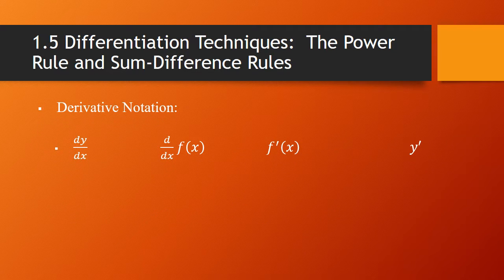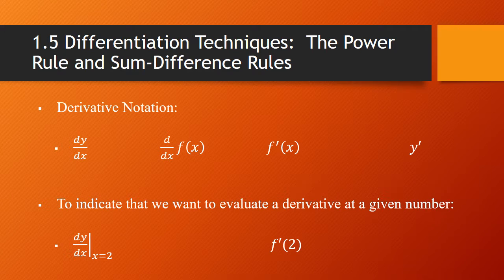So right now we have these four ways of indicating that we want to do a derivative. We have Leibniz notation, dy over dx. It can also be written as d over dx of f of x, where the function is put there instead of a y. It can be written as f prime of x, and we've seen that already, and you could also write it simply as y prime.